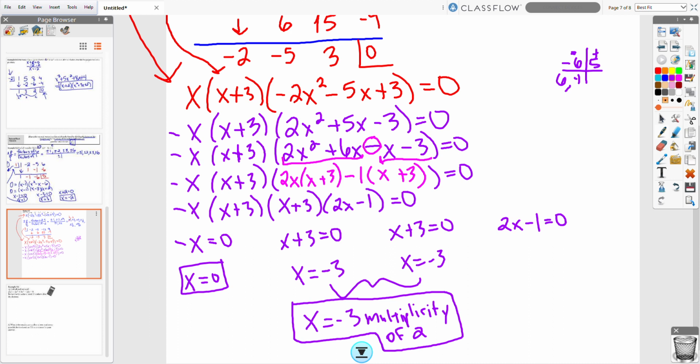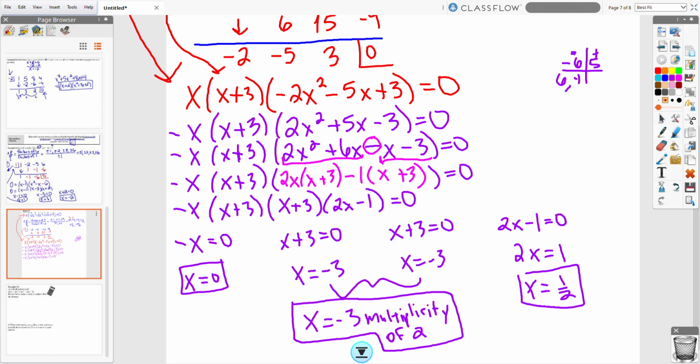And then on my last one, I'll add 1 to both sides, and then I'll divide by 2. So x also equals 1/2. So we got 4 different answers here. We got 0, we got negative 3 twice, so 0, negative 3, and then 1/2. So those are our solutions to this one.